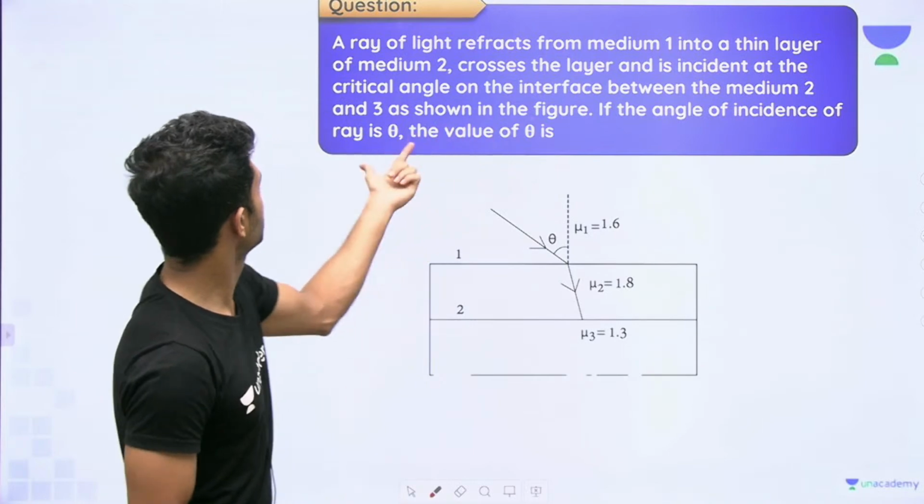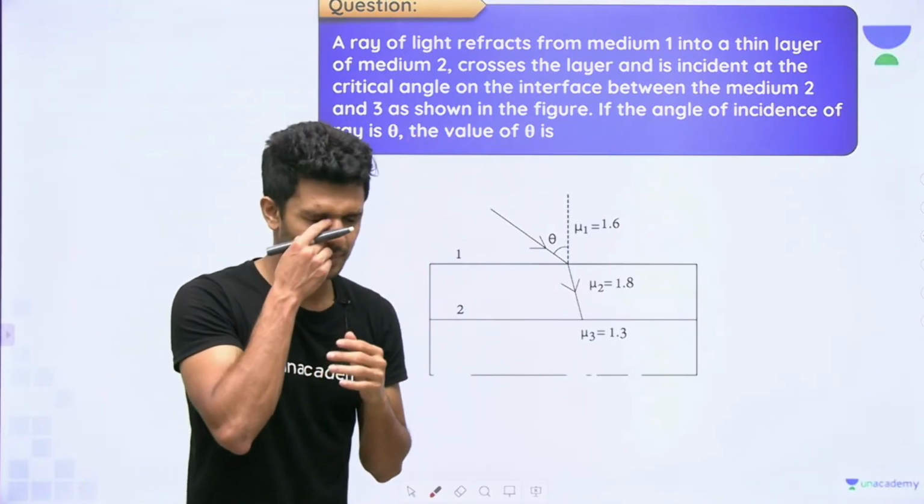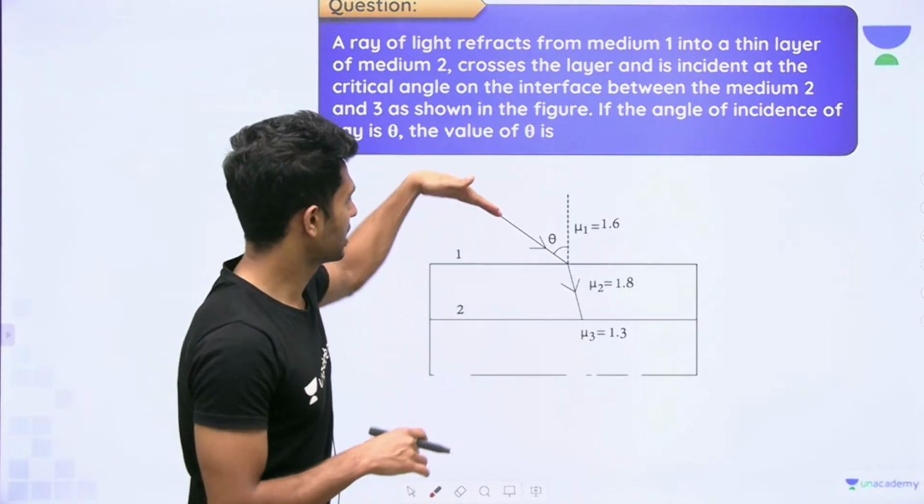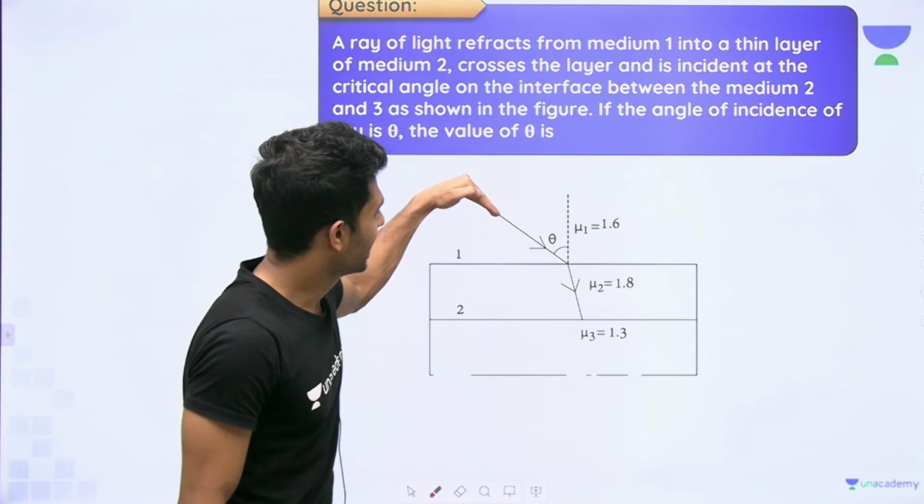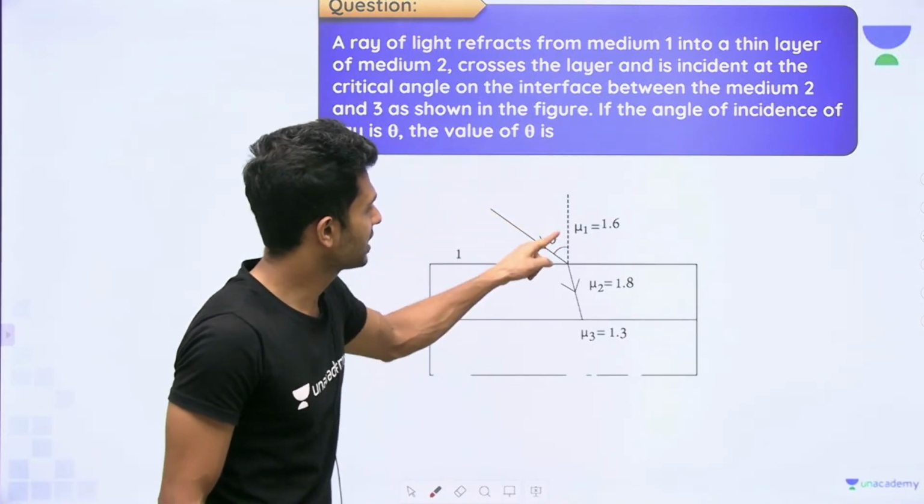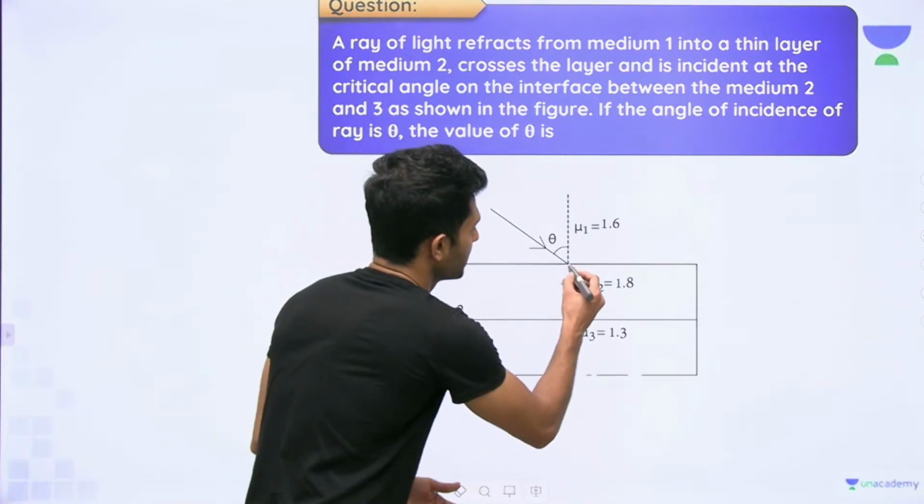Okay, if the angle of incidence ray is theta, the value of theta is okay. I'll explain. It's a very good question. Actually, I haven't read this question, so now I have read, and let me tell you, this is a very beautiful question. Ray of light is coming. What is angle of incidence? Theta.